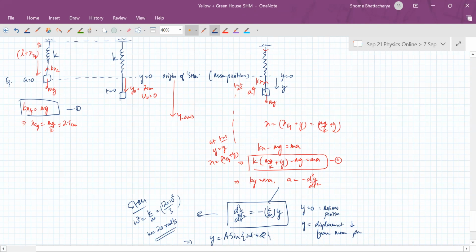So this is the mean position here, this one. This is the initial state, that is what is happening at t equal to 0, and this is some general t equal to t kind of situation.